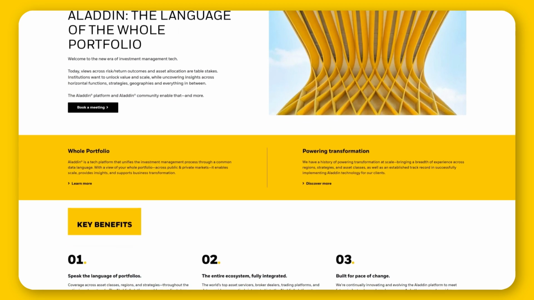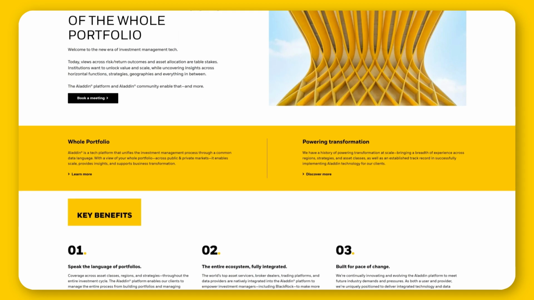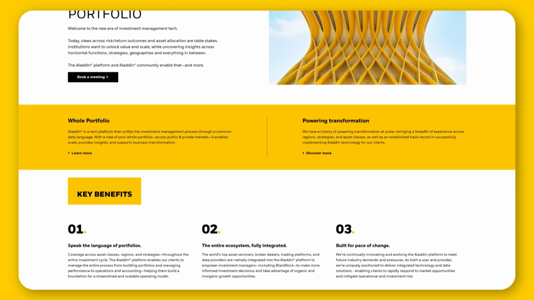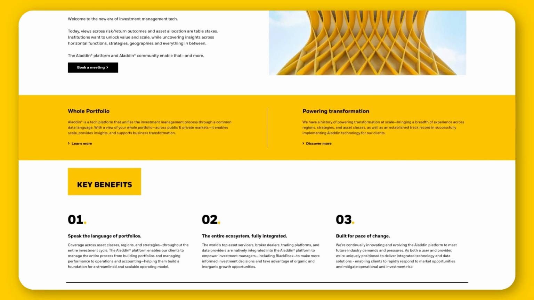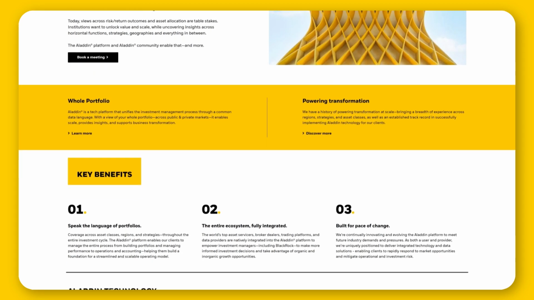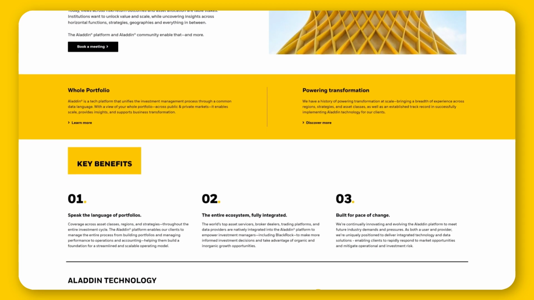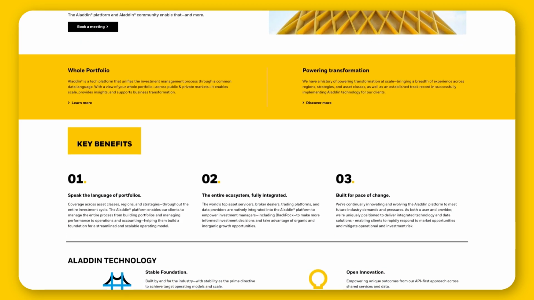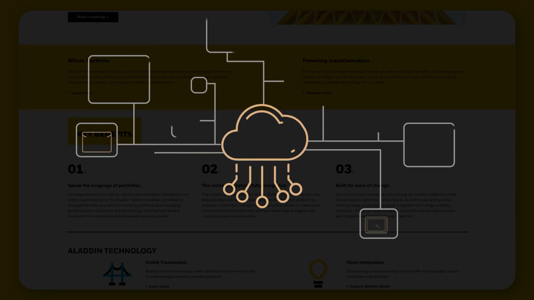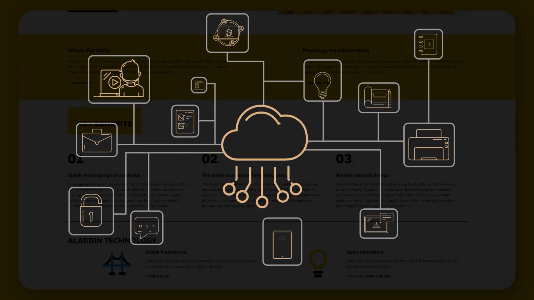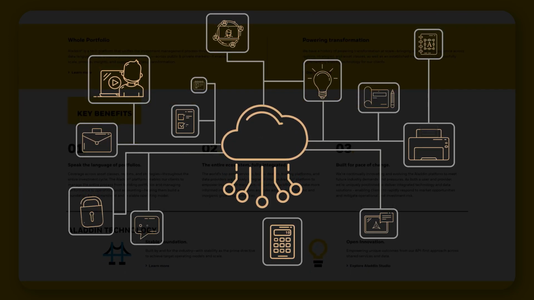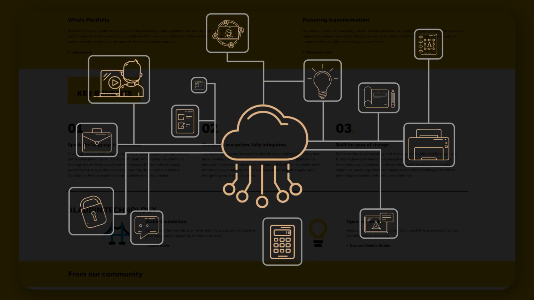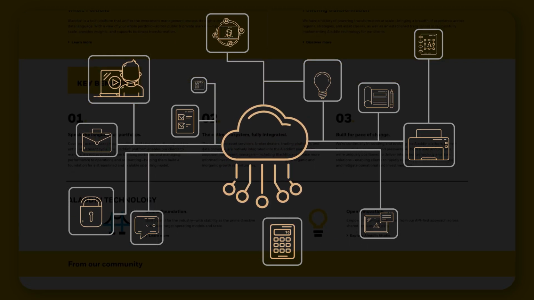Aladdin combines portfolio management, trading, risk analytics, operations, accounting, compliance, and reporting tools into a single integrated system. The platform is designed to provide real-time visibility into portfolios, market exposure, and investment performance. By centralizing data and workflows, Aladdin enables investment professionals to make more informed decisions, improve operational efficiency, and better manage risk across a wide range of asset classes.